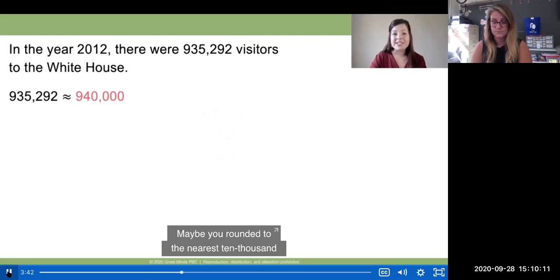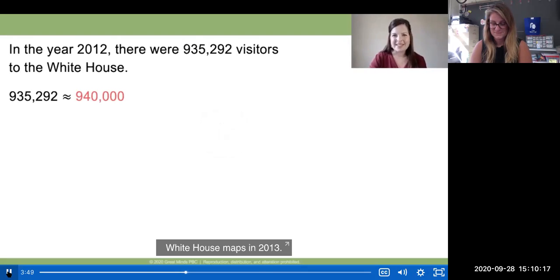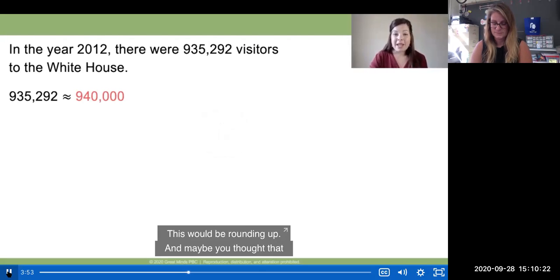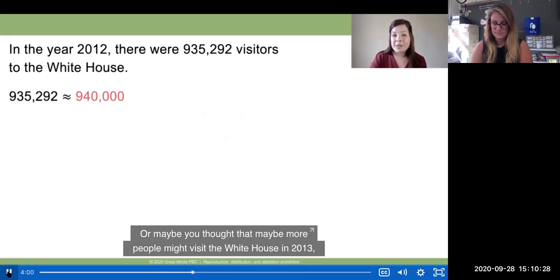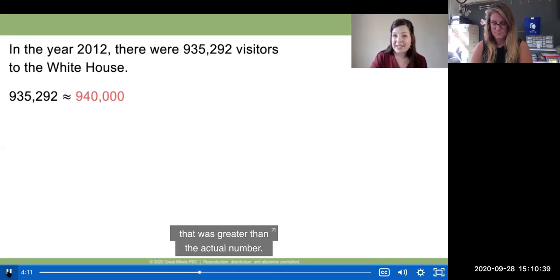Maybe you rounded to the nearest 10,000 and predicted that they would need 940,000 White House maps in 2013. This would be rounding up, and maybe you thought that it would be better to have more maps than not enough maps. Or maybe you thought that more people might visit the White House in 2013, so you rounded up to 940,000 because this was the only estimate that was greater than the actual number.